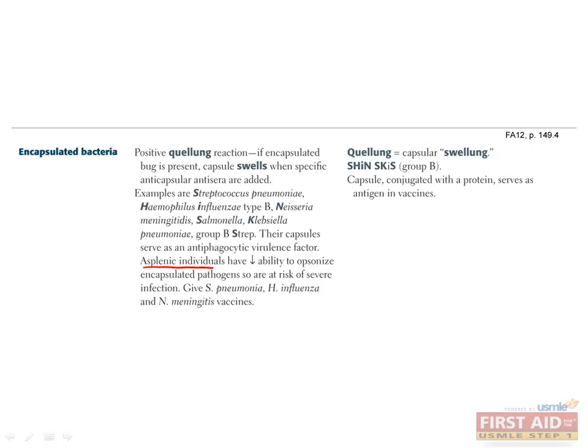Those with B-cell deficiencies are also at increased risk of disease by encapsulated bacteria, as B-cell immunity is the main line of defense against these organisms. Use the mnemonic Shinskis to help you remember which are the encapsulated bacteria: Streptococcus pneumoniae, Haemophilus influenzae type B, Neisseria meningitidis, Salmonella, Klebsiella pneumoniae, and Group B strep.